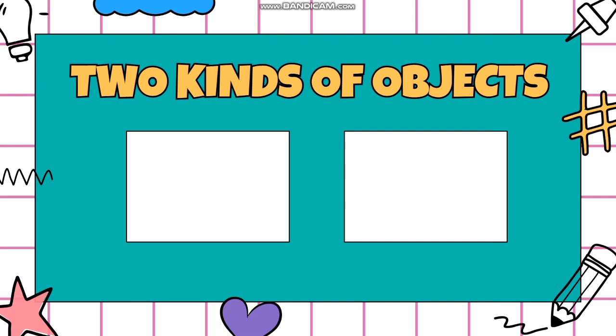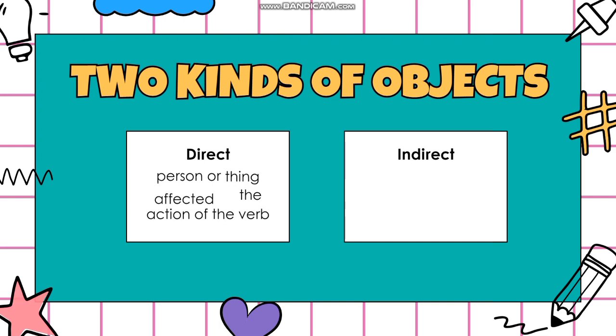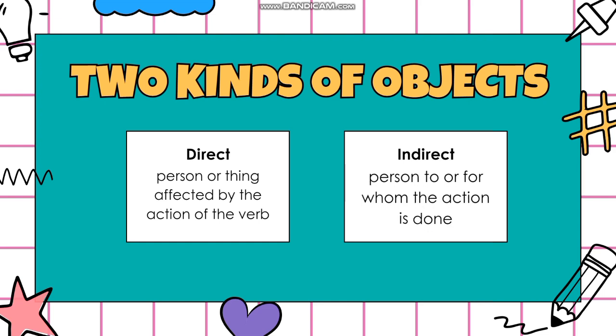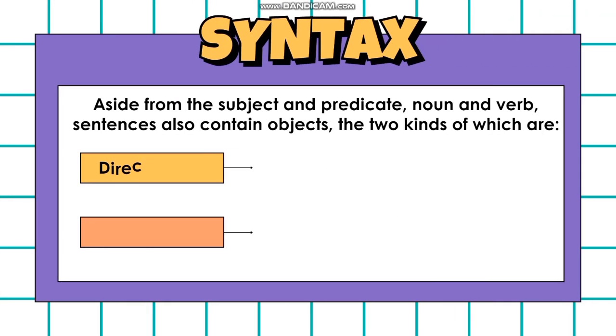Now let us move on to the 2 kinds of objects. First is a direct object. This refers to the person or thing affected by the action of the verb. Next is the indirect object. This usually refers to the person to or for whom the action is done, the one who benefits from the action of the verb. Now let's take a look at the example of the 2 kinds of object.